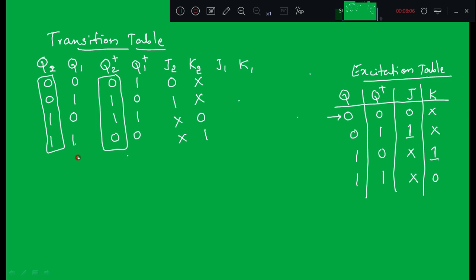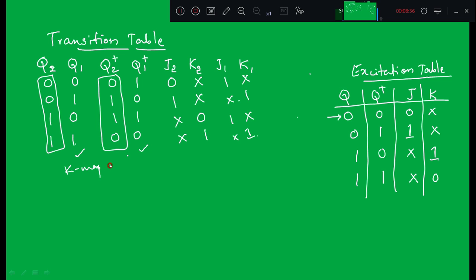Similarly, Q1 and Q1 plus are used to fill the columns of J1 and K1: 0 1 gives 1, don't care; 1 0 gives don't care, 1; 0 1 again gives 1, don't care; and 1 0 gives don't care, 1. Okay? So now we are going to write the K-map for J2, K2, J1 and K1 to generate the Boolean expressions.